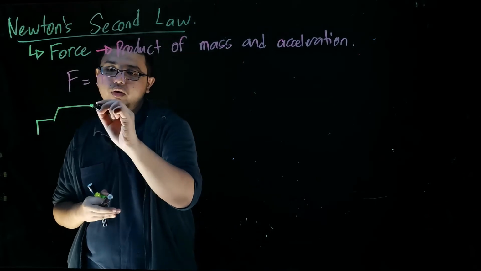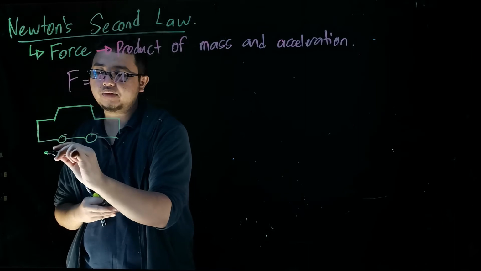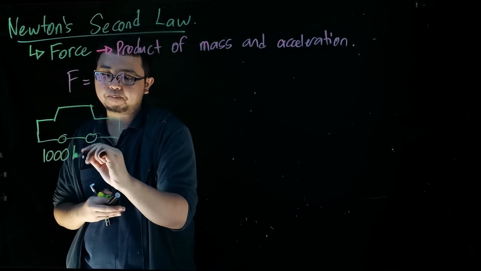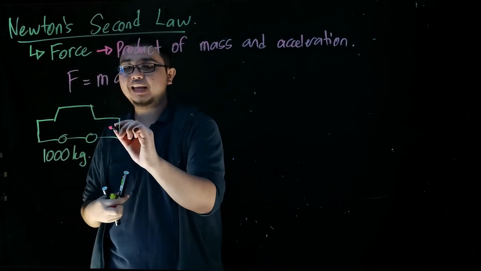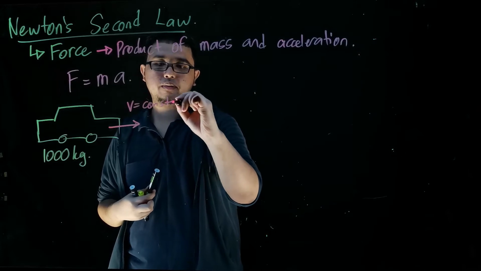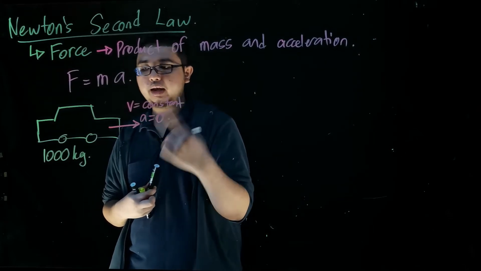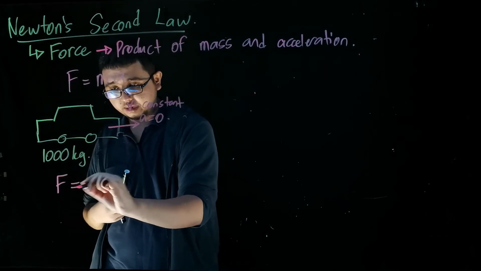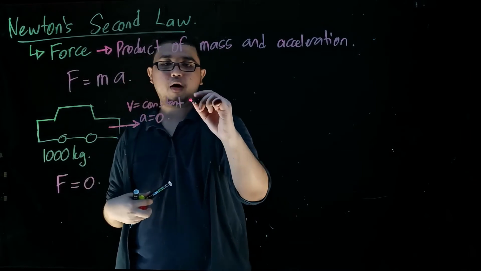So looking here, we have a car. Let's say the mass of the car is 1000 kilogram. Now, this car, if it is moving with a constant velocity, the acceleration would be 0. That's why we say that the force is 0. Either it is constant or at rest.